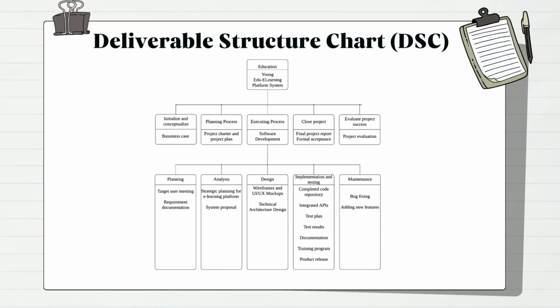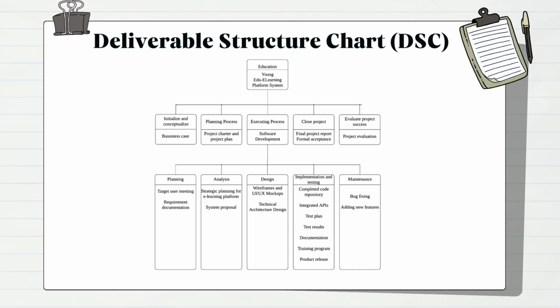The process begins with initialize and conceptualize, where we establish the business case. This involves identifying the core purpose, goals, and benefits of the project. Essentially, this phase answers the question: why are we building this platform? The second phase is the planning process, which involves creating the project charter and the project plan. During this phase, we define the scope, objectives, timelines, and resources required for the project. This ensures we have a roadmap to guide us through development.